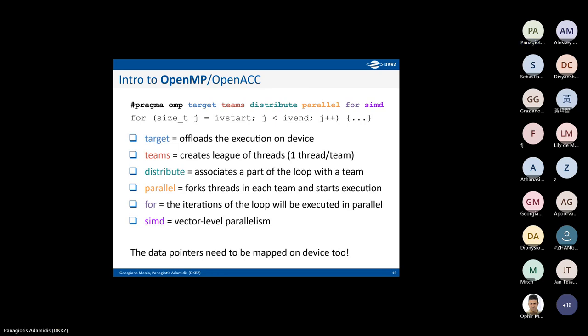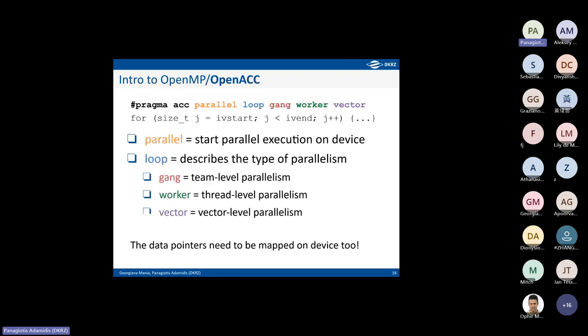For ensures that the iterations of the for loop will be executed in parallel, and SIMD, of course, uses extended registers and AVX and vector level parallelism. In order to use this big directive, you also have to make sure that the data is ported on the device as well. And for that, you need something like the OpenMP data directive, in different combinations of arguments.